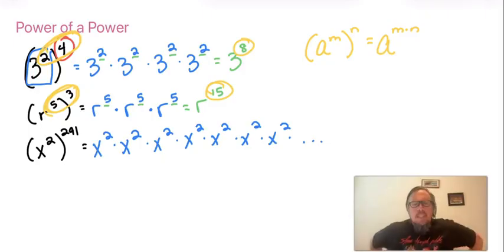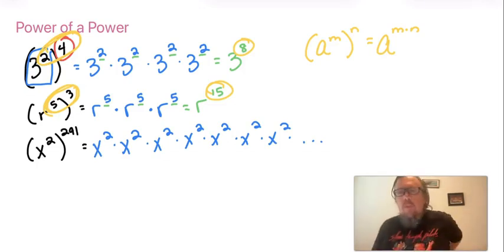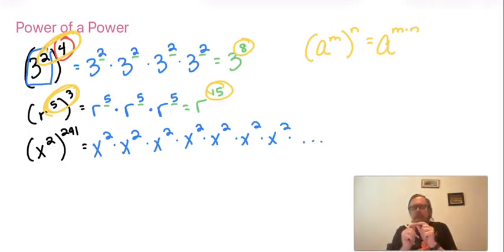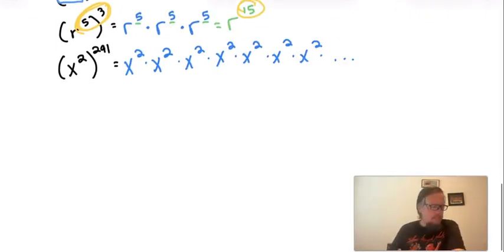So the difference between this and product of powers is that in product of powers, we were multiplying 2 different terms together. Here we just have one term, but the term has a double exponent. So we're taking one base with 2 exponents here.